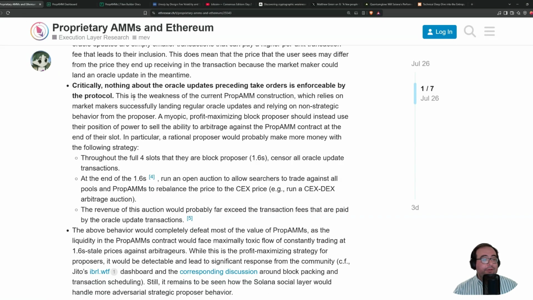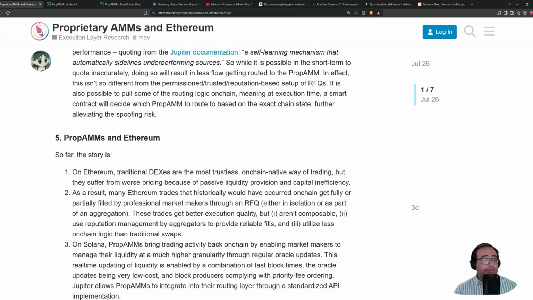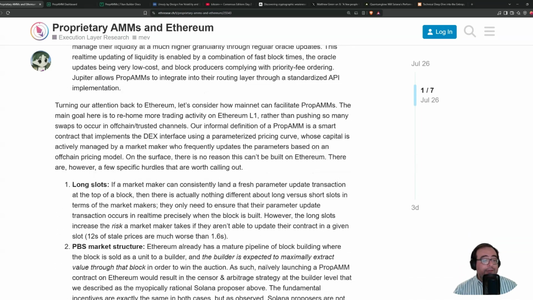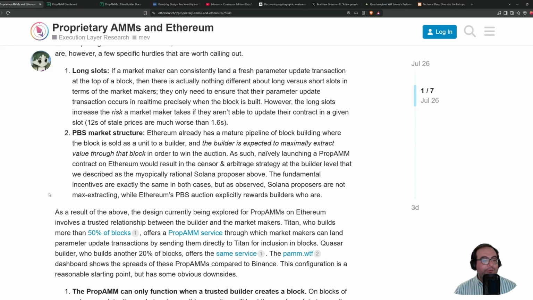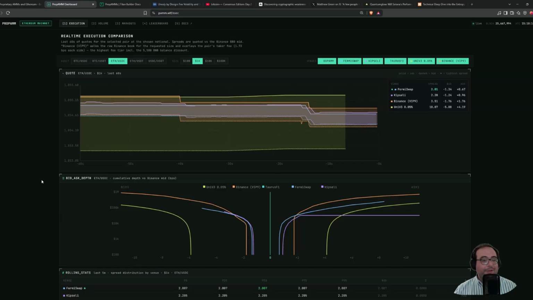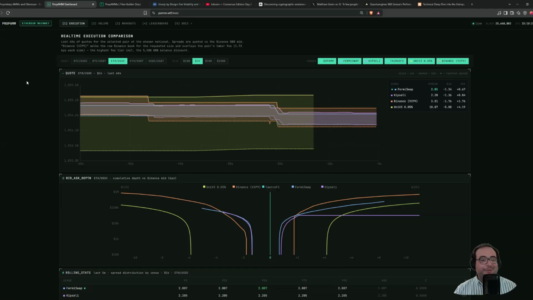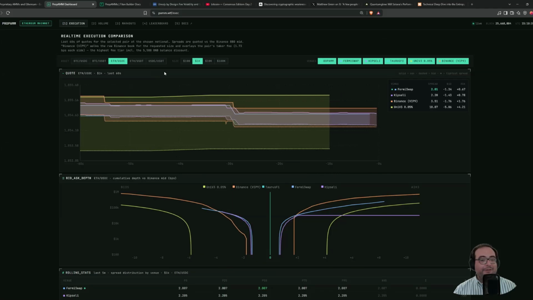Now, nothing about oracle updates is enforceable by the protocol. This is true both on Solana and on Ethereum. And the question is, can we do something better? But for now, this is working. We do have prop AMM operators, prop AMMs working. And this dashboard is very nice because you can compare, for instance, the spread on certain pairs like ETH to USDC, and you can compare the performance in terms of how tight the spread is between prop AMMs on Ethereum and Binance and UniV3. This is the widest one, UniV3.